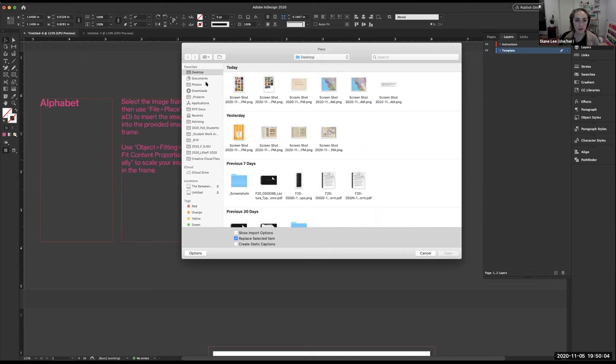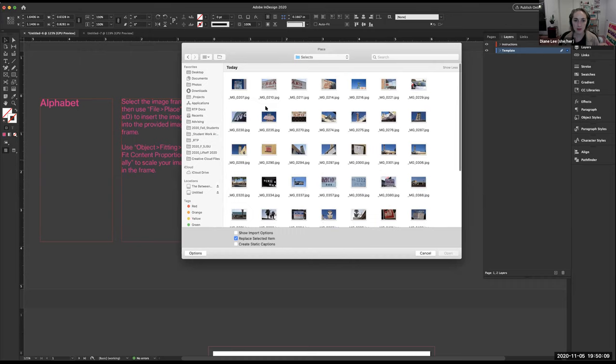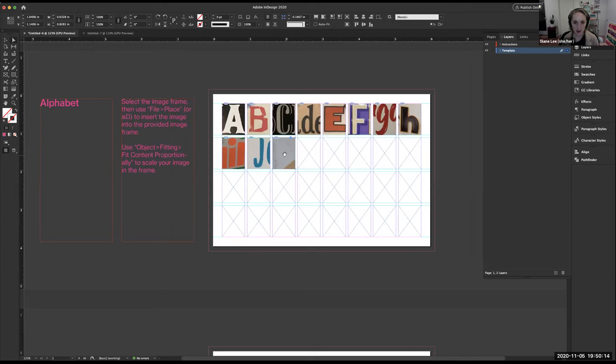So if I go into my selects from a recent walk, I can click this one and it places the image in at full scale. So I'm going to have to do a little bit of repositioning and scaling to get it to work.